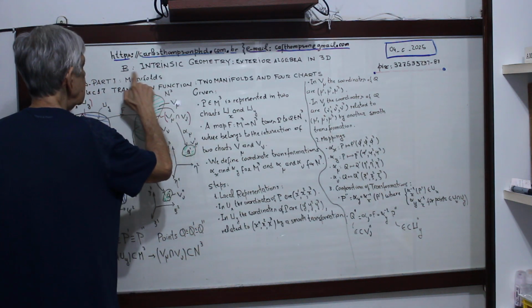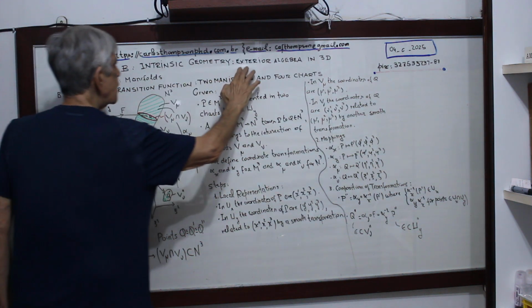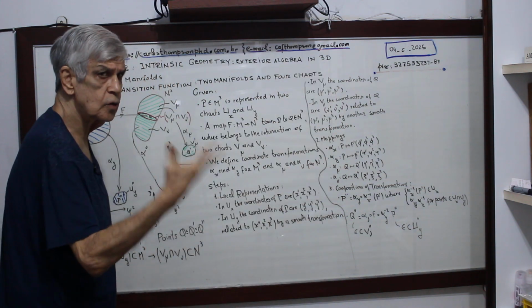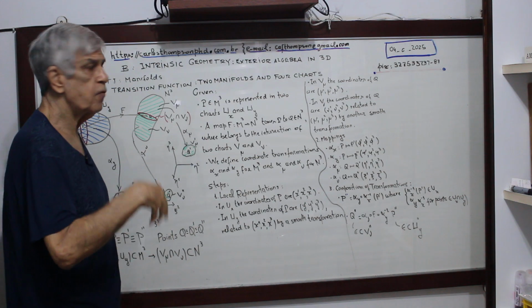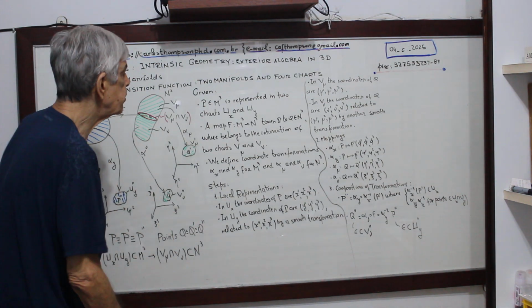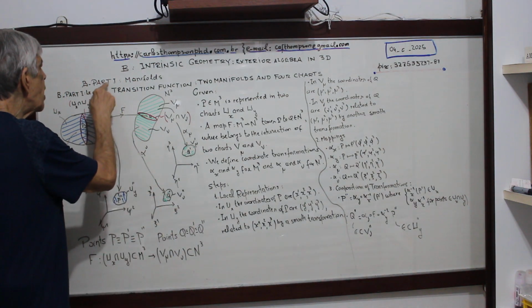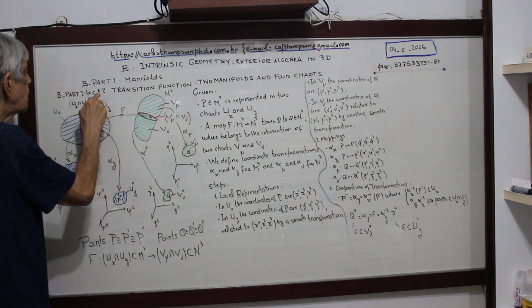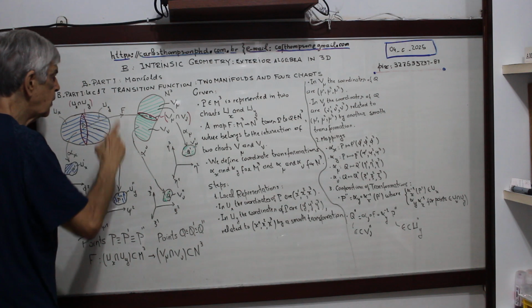Item B, intrinsic geometry, exterior algebra in 3D. Could be 2D, could be 4D, and so on. Now, B part 1, manifolds. B part 1, lecture 17.